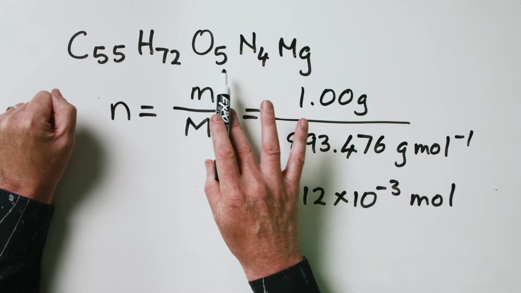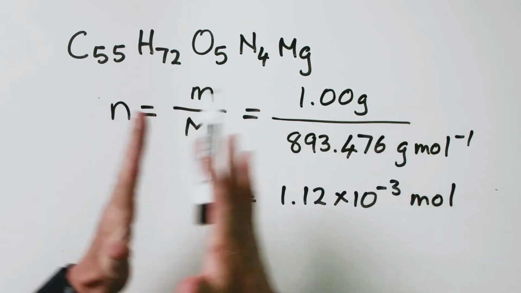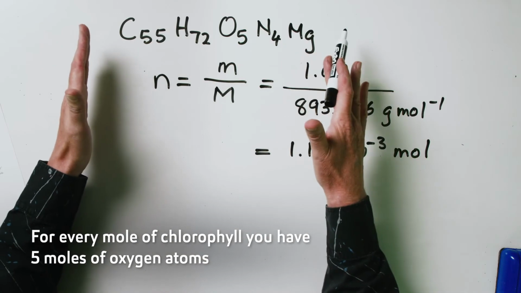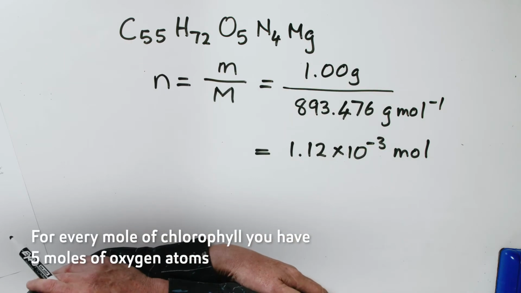Because we know from the chemical formula of chlorophyll, if we've got 1 mole of chlorophyll molecules, that 1 mole of chlorophyll molecules is going to contain 5 moles of oxygen atoms. And that's really important. In the same way as you can get a mole ratio from a balanced chemical equation, you can also get a mole ratio from a chemical formula. So what we're saying is, for every mole of chlorophyll we have, we're going to have 5 moles of oxygen atoms.